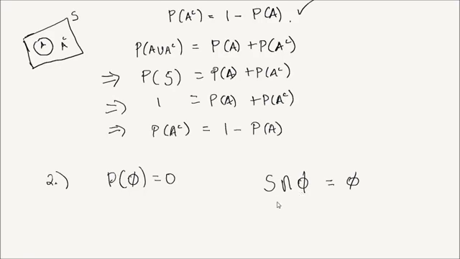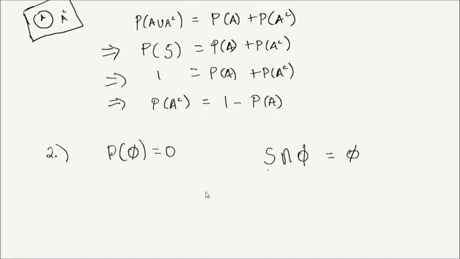Therefore, if two events have no intersection, they should be disjoint. That's the definition of disjoint sets. Therefore, I have S and the empty set to be disjoint sets. If I have disjoint sets, by axiom number 3, I know that the probability of the union of these two sets, S union the empty set in this case, should be equal to the sum of the probabilities, P of S plus the probability of the empty set.